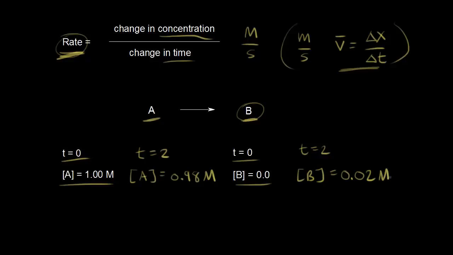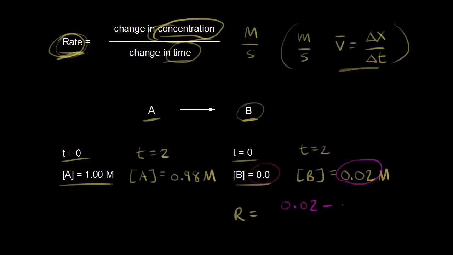If we want to know the average rate of reaction here, we could plug into our definition for rate of reaction the change in the concentration of our product over the change in time. So the rate is equal to the change in the concentration of our product. That's final concentration minus initial concentration. So the final concentration is 0.02, so we write in here 0.02. And from that, we subtract the initial concentration of our product, which is 0. So 0.02 minus 0, that's all over the change in time.